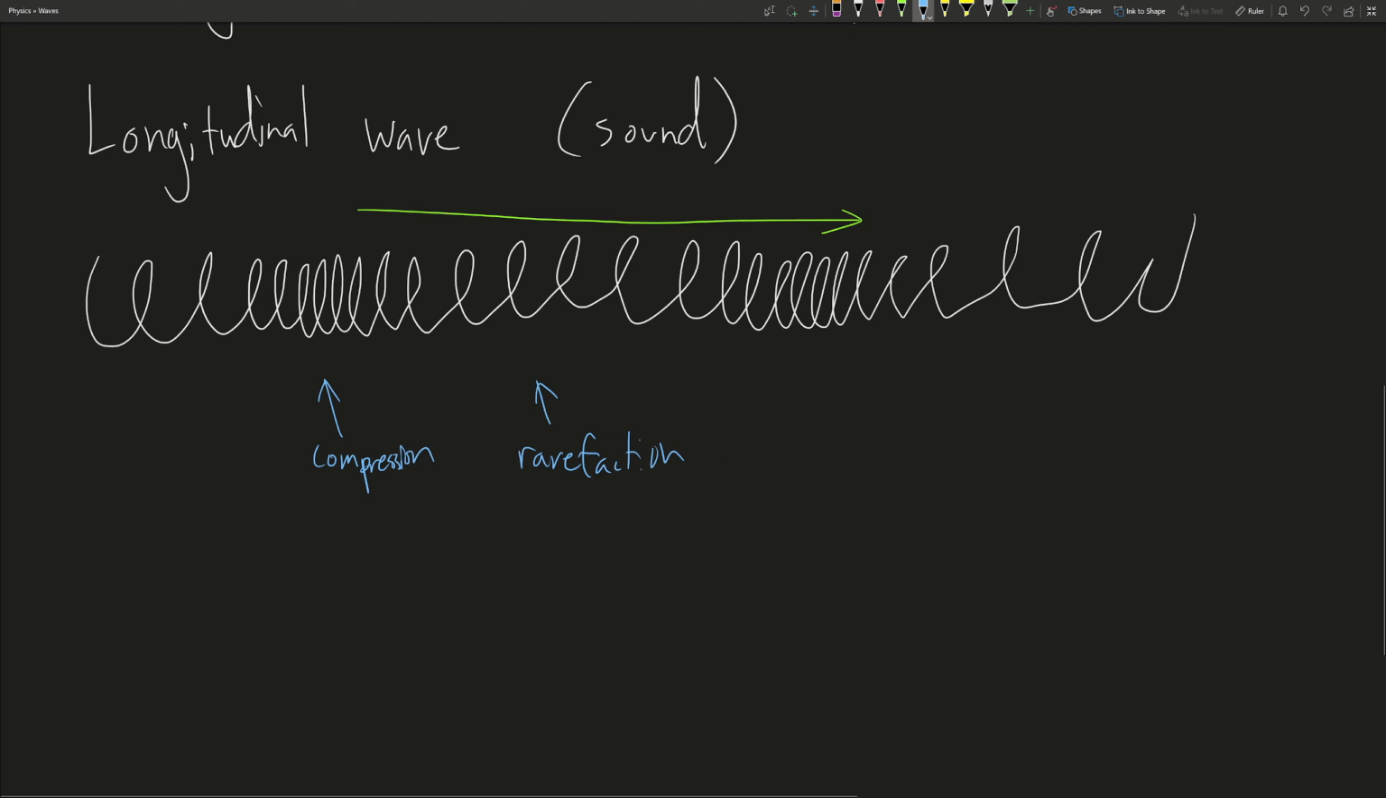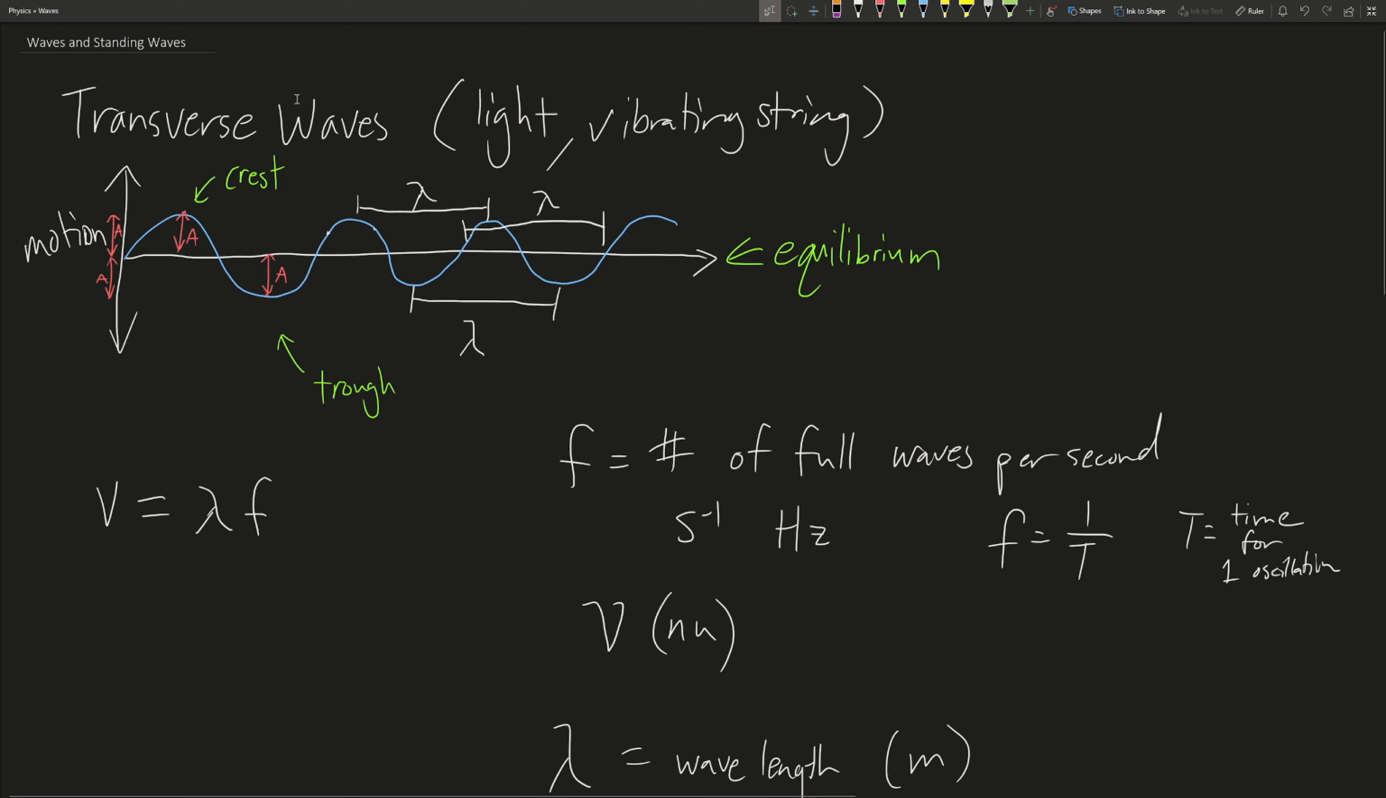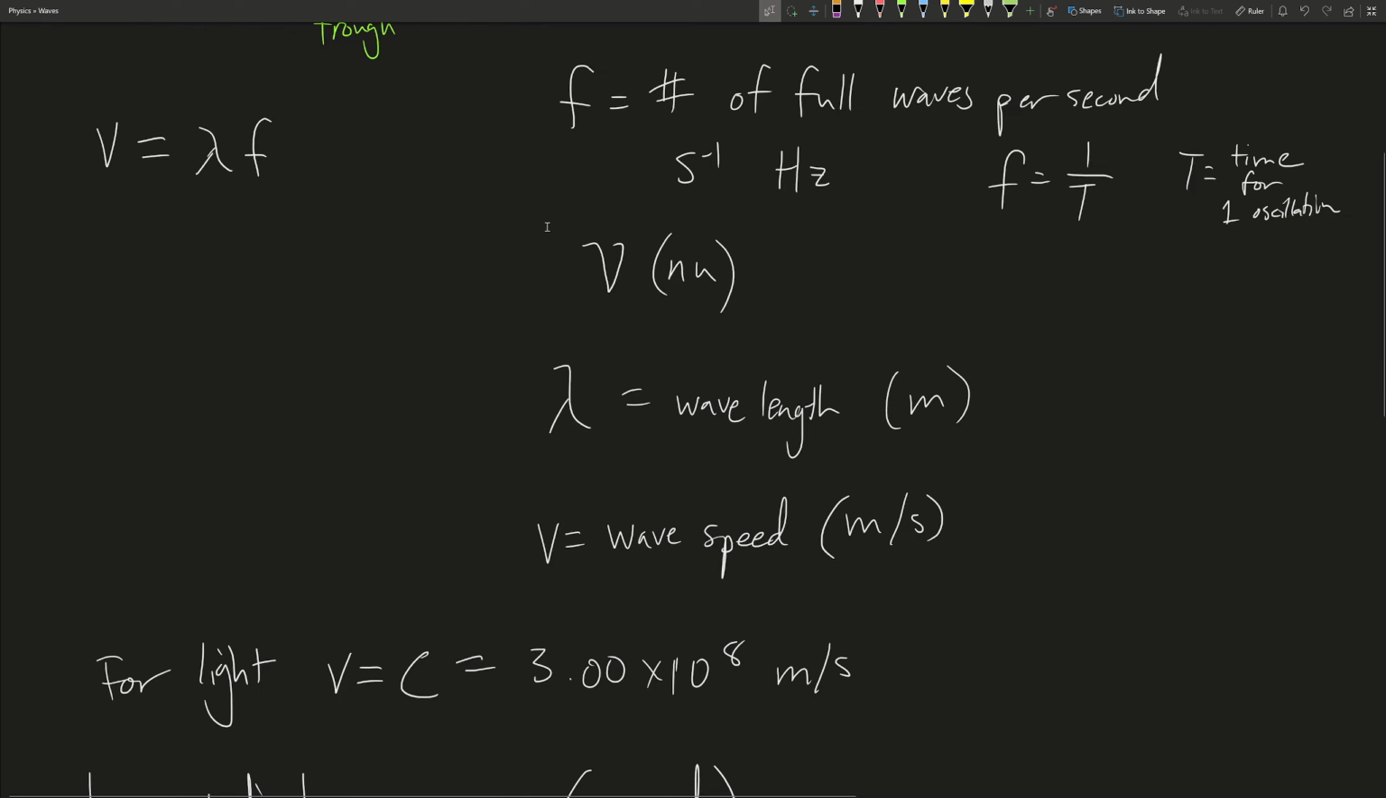If you notice here, the particles in the slinky, or the medium of air or whatever it's moving through, are moving back and forth in this direction. If you stretch out a slinky, it doesn't move side to side unless you shake it side to side. If you just compress it and send a shock wave through, it's going to move back and forth. So the particle moves in the same direction as the wave is traveling, whereas for transverse waves, the particle moves perpendicular to the direction of the wave's travel.